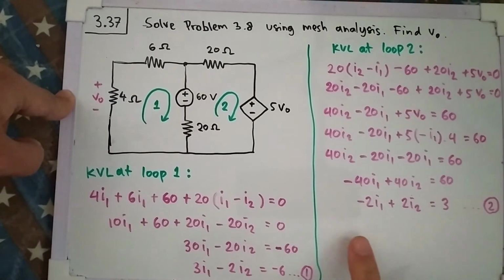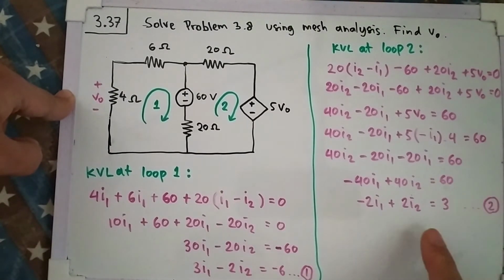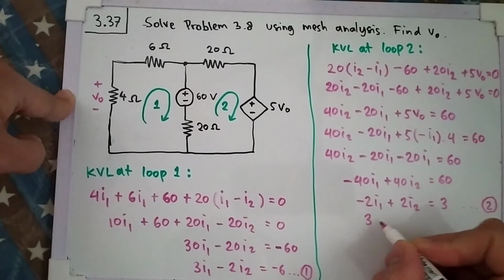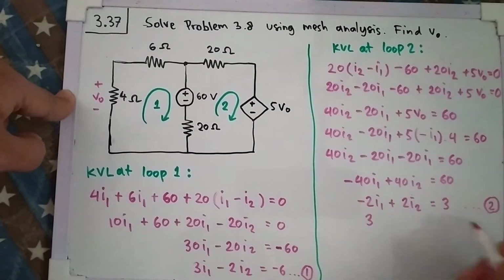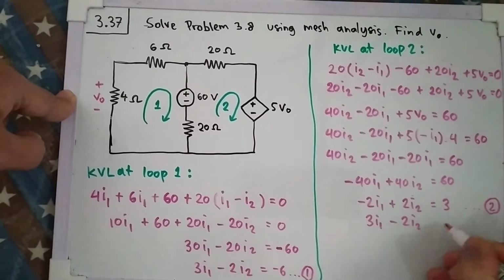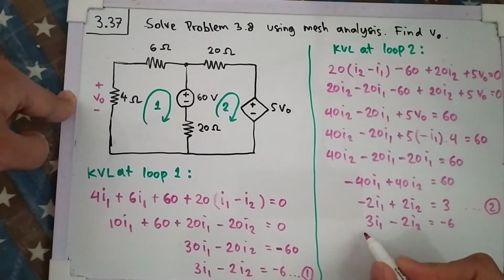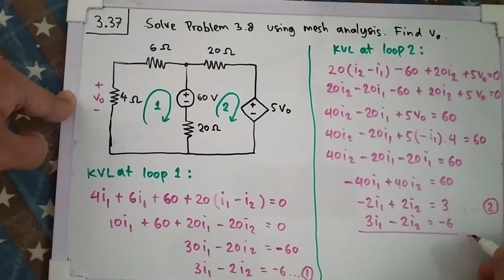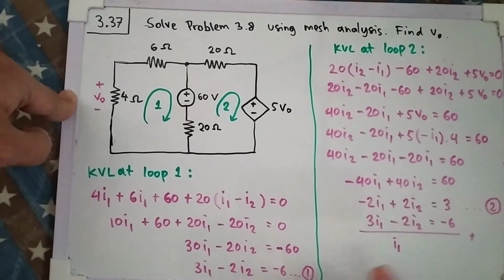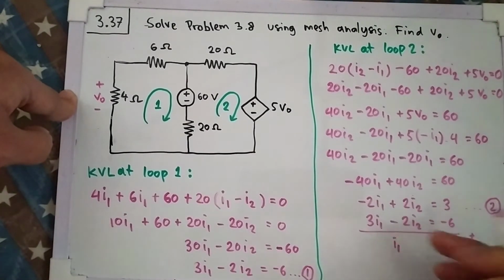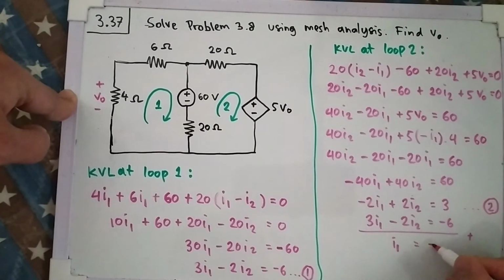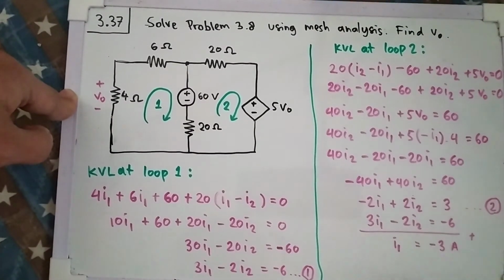And now what can we do here? This is equation number 1 and this is equation number 2. I think I can move equation number 1 here: 3 I1 minus 2 I2 is equal to minus 6. Let's sum these equations. I will have I1 here. The I2 terms cancel each other, and 3 minus 6 is minus 3, so I1 is minus 3 ampere.